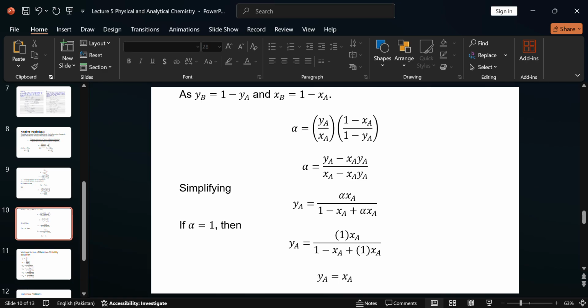If we put alpha equal to 1, which means the relative volatility is 1, then the volatility of liquid A is equal to the volatility of liquid B, and no distillation can be done. So we call this azeotropic, and the solution is ideal.